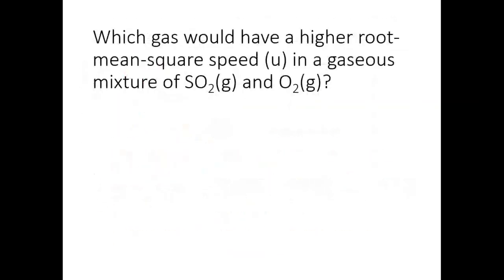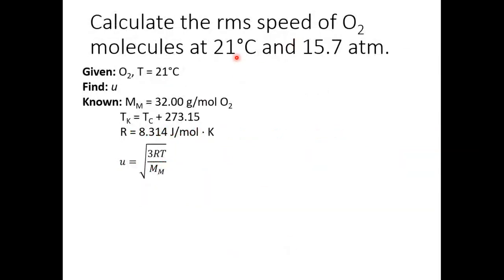Look at this example. Calculate the RMS speed of oxygen when it's at 21 degrees C and 15.7 atmospheres. I think this is number 30 on our in class. Here's where I'm being tricky in this problem.